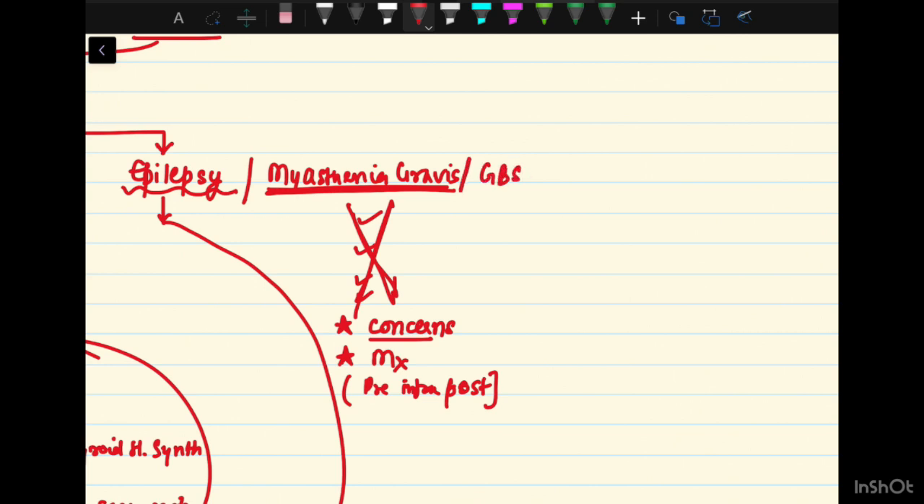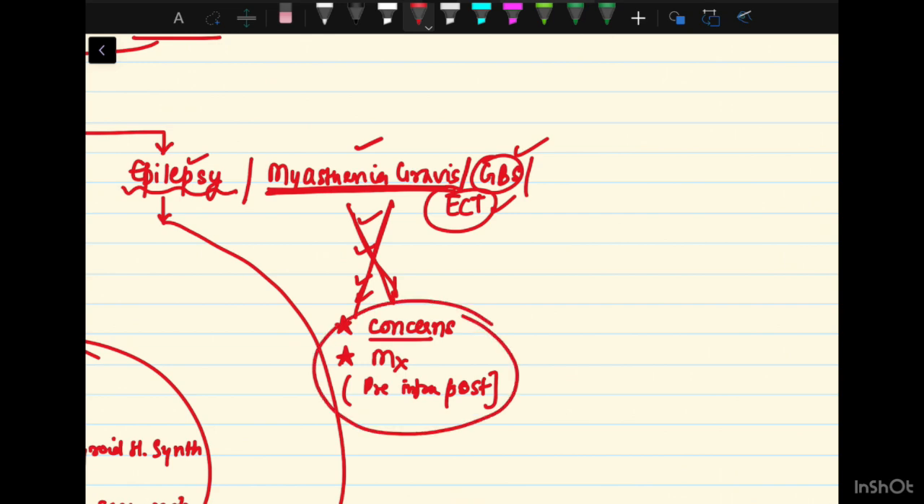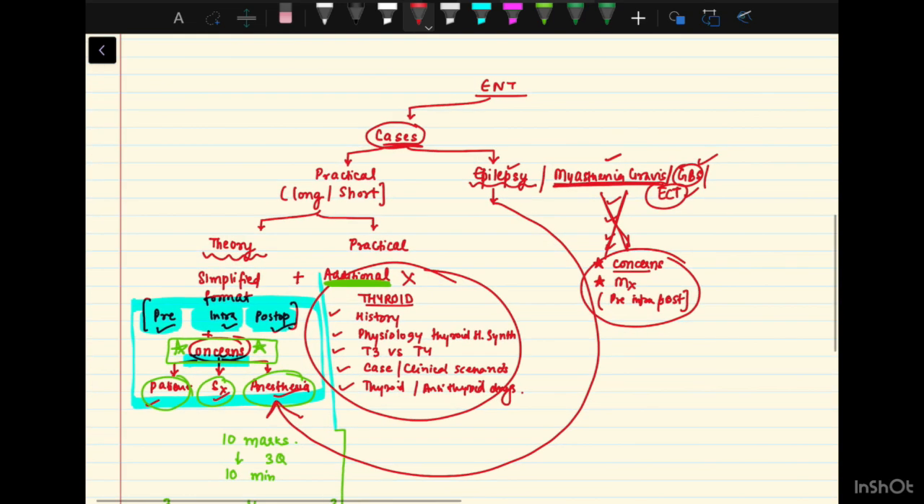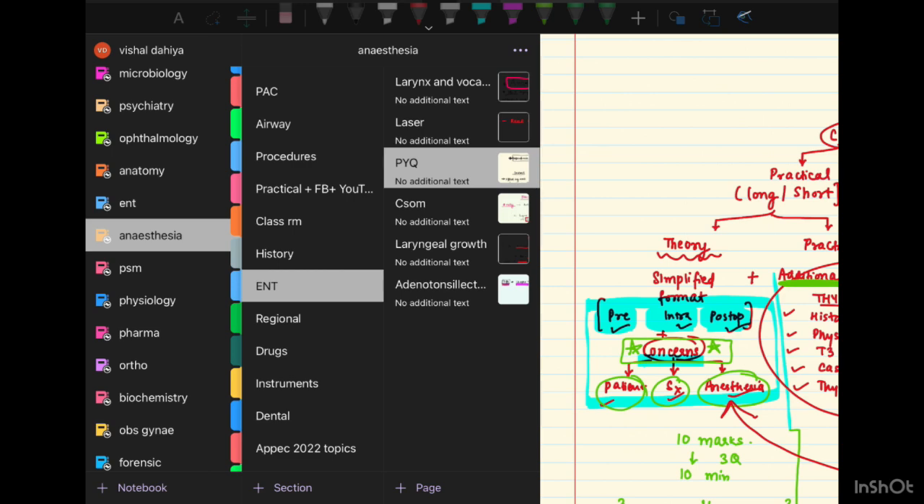Another one is, suppose GBS is asked. All right, so suppose ECT is asked. These are not the usual practical cases, and you won't be getting these cases in practical. So you just have to know what the concerns are and how you conduct it, and write a theory answer.